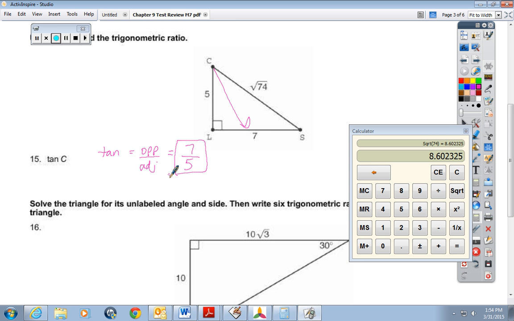So, SOH CAH TOA. Sine is the opposite over the hypotenuse. Cosine is the adjacent over the hypotenuse. Tangent is the opposite over the adjacent. So that's kind of the trick that people use to memorize it.